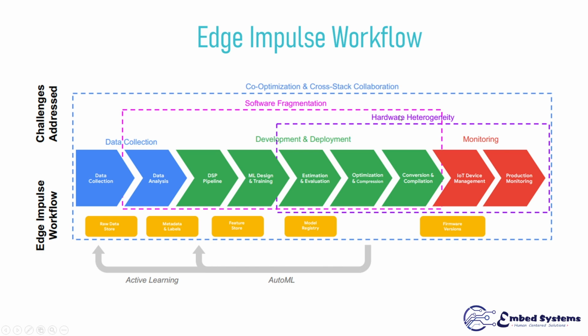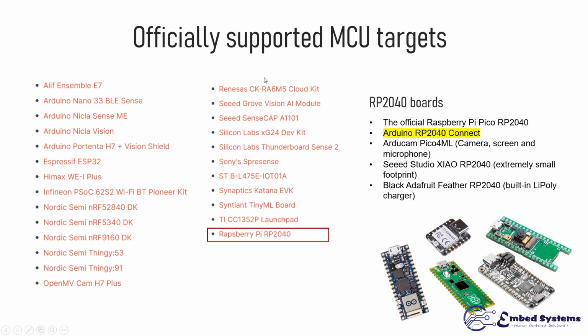It has some officially supported microcontroller targets listed here as well as on their website, but in this case we are especially working with RP2040 based boards. We have the official Raspberry Pi Pico, which is the board that has the RP2040 microcontroller, and we have the Arduino RP2040 that I'm using in this tutorial, and all these other ones. You see on these boards there are various features, and they are very cheap, so you can acquire them very easily.